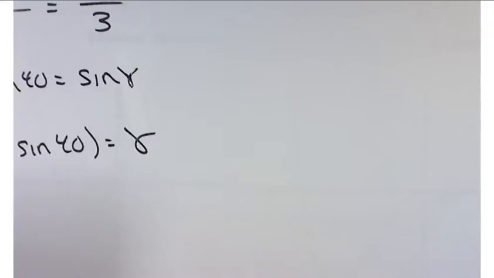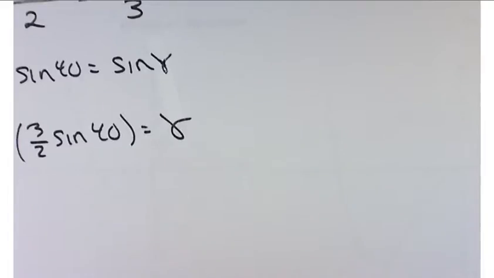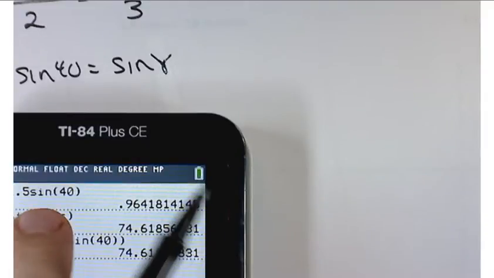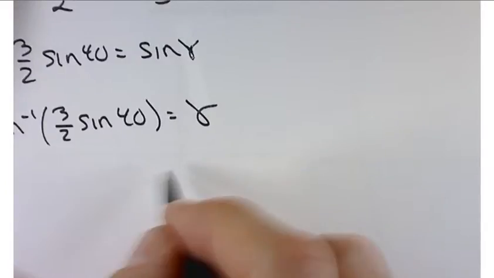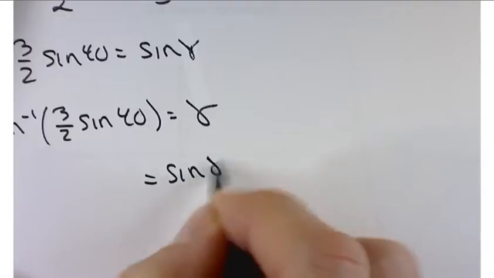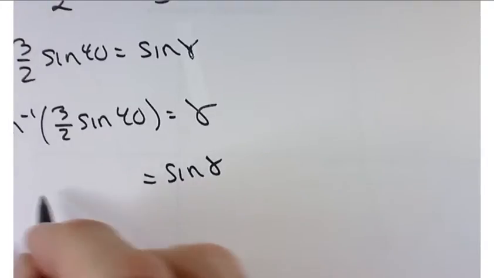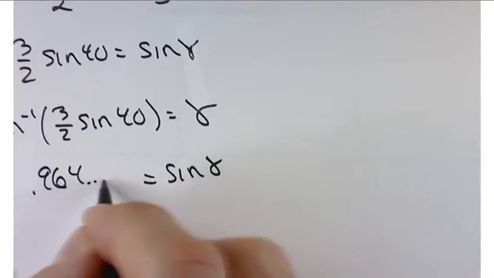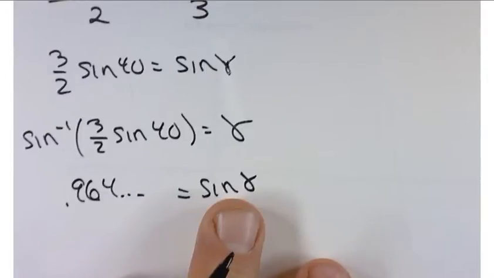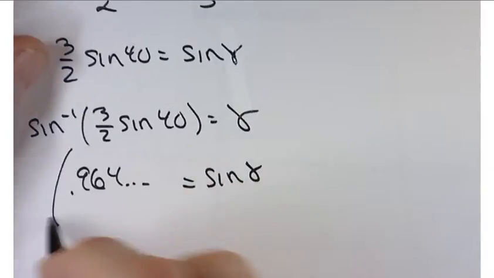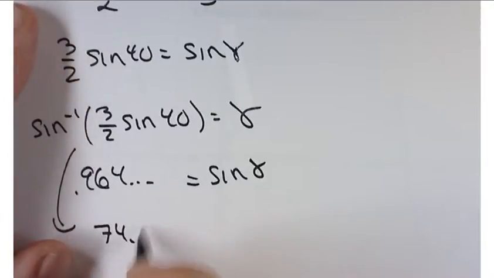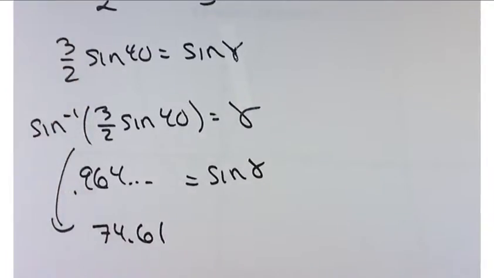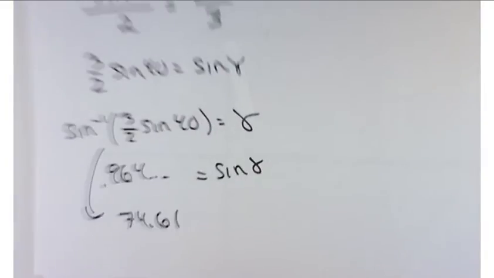But you know what? It's actually not bad that I did it my way. Let me go back to this. 1.5 times the sine of 40 gave me that the sine of gamma was 0.964. Now, it's true that we got an answer for gamma of 74.61, but there's a little bit more to the story here.